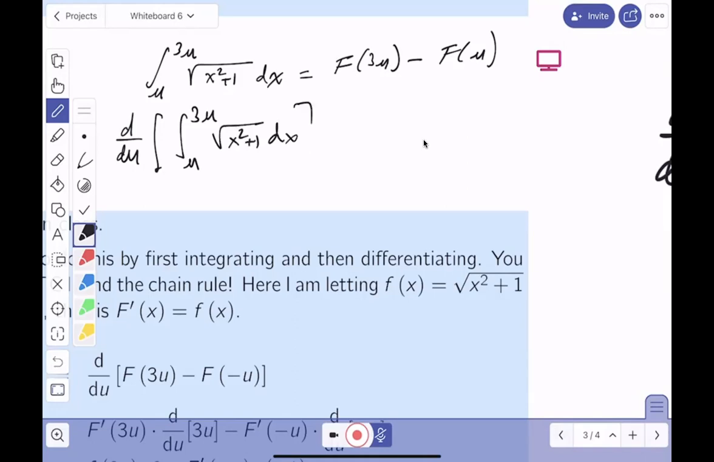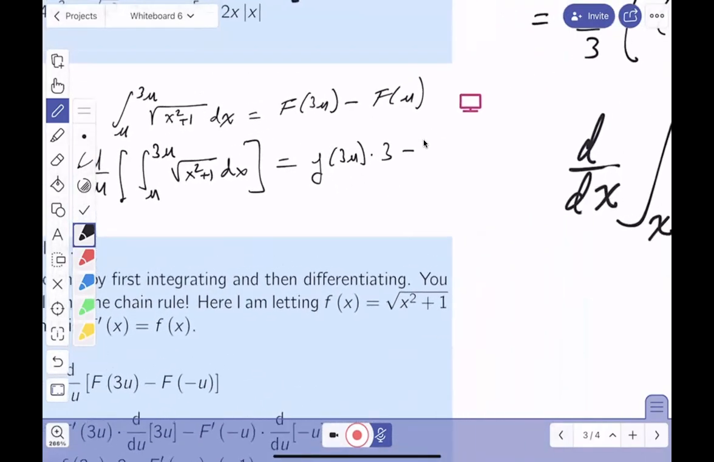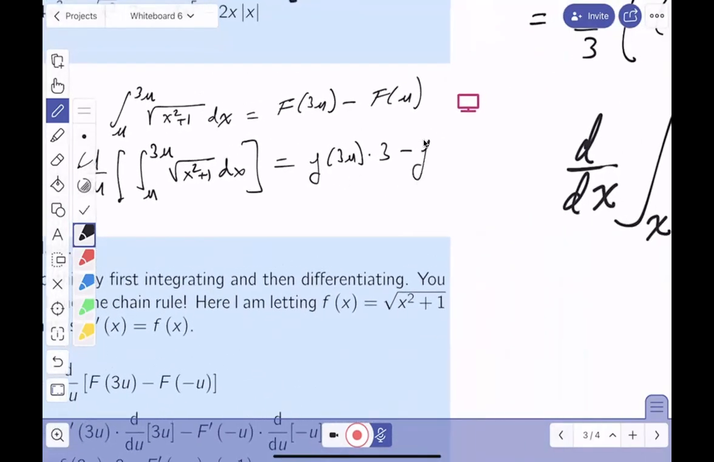Is going to be equal to, well, what's the derivative of the big F? It's the little f. So it's going to be f of 3u times the derivative of the inside, which is 3, minus, what's the big F's derivative? Little f of u, and the derivative inside is 1. So I'm not going to put that down. What's the little f? This is the little f.